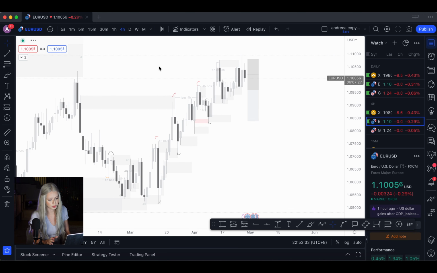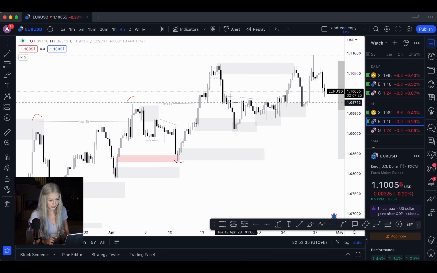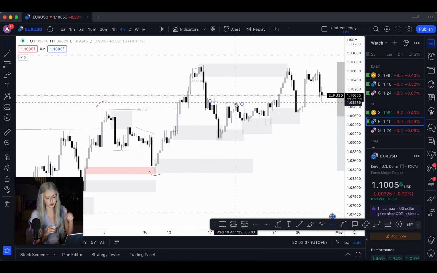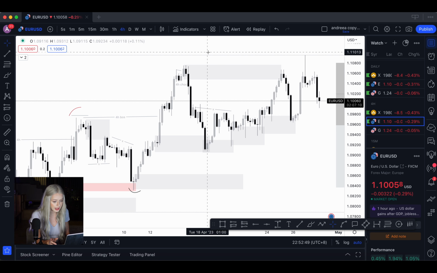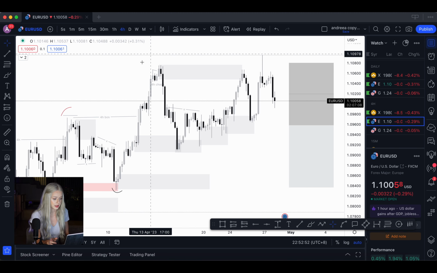I was watching GU too. I didn't catch the move. The market went for a short a little bit below. The entry price wasn't good enough. It wasn't inside premium, so I just avoided that. And I want to show you here exactly the same story.